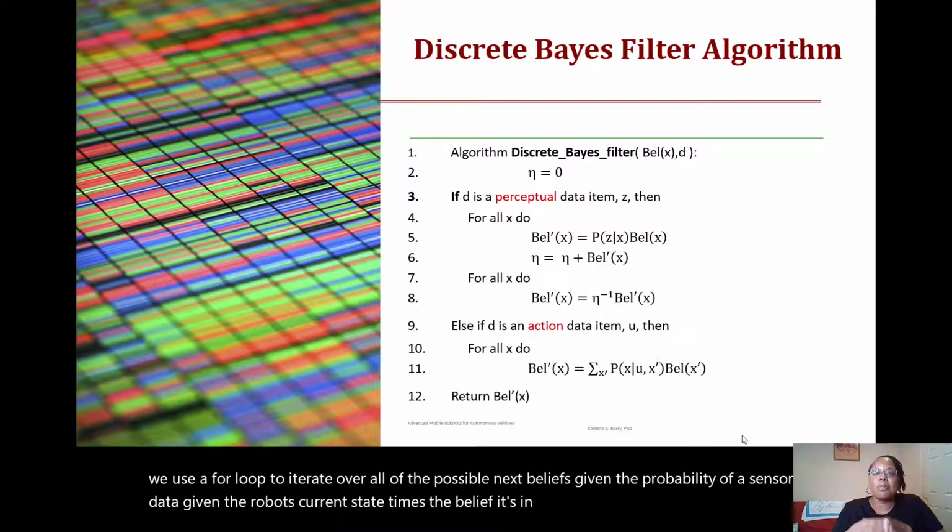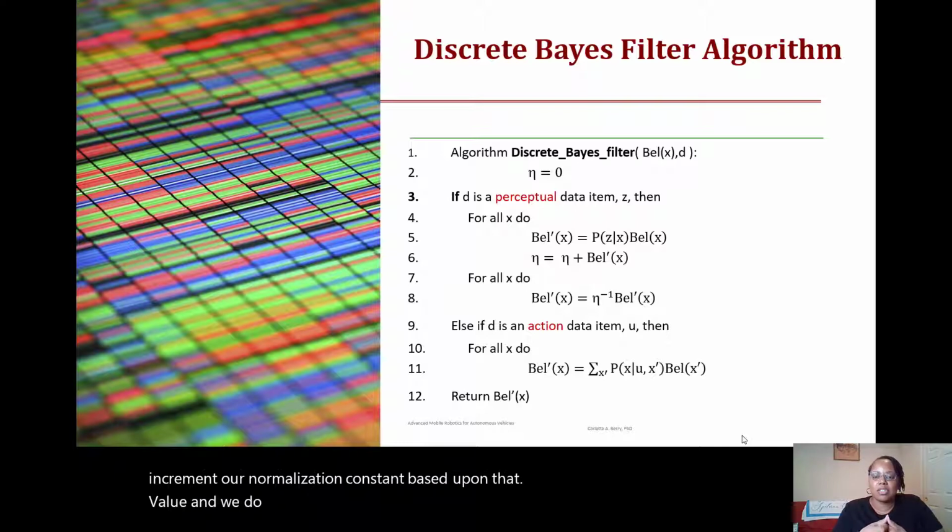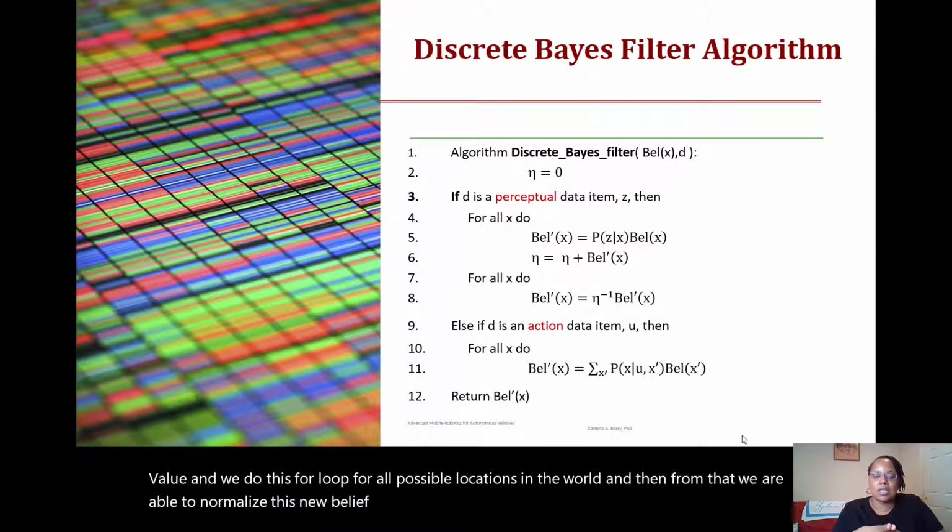And then we increment our normalization constant based upon that value. And we do this for loop for all possible locations in the world. And then from that, we are able to normalize this new belief by dividing out the normalization constant.